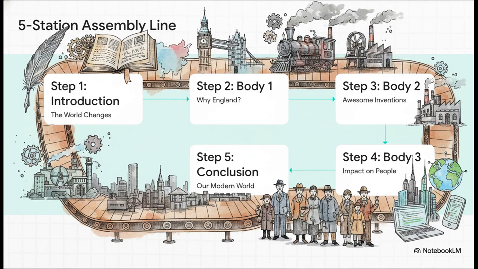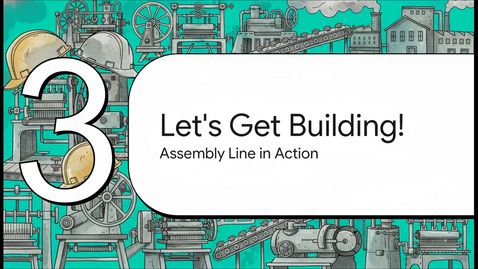Our 5-station assembly line. Each station is just one paragraph of your essay. It's so simple. We'll start at Station 1 with the introduction, then move to body paragraph 1, Why England, then to Awesome Inventions, then Impact on People, and finally, we wrap it all up with the conclusion. See how that flows? It's a perfect plan. All right, let's get building.